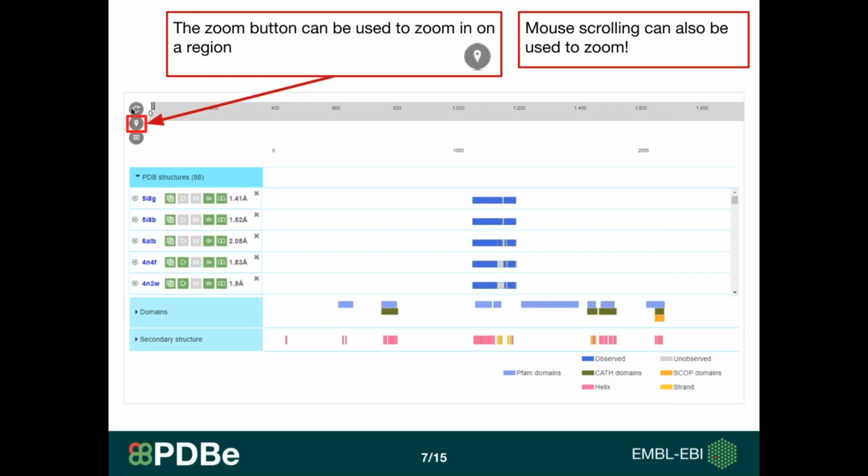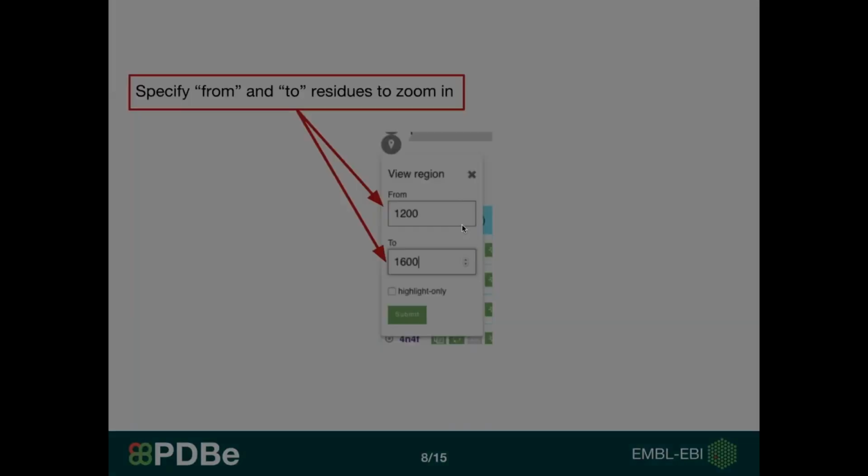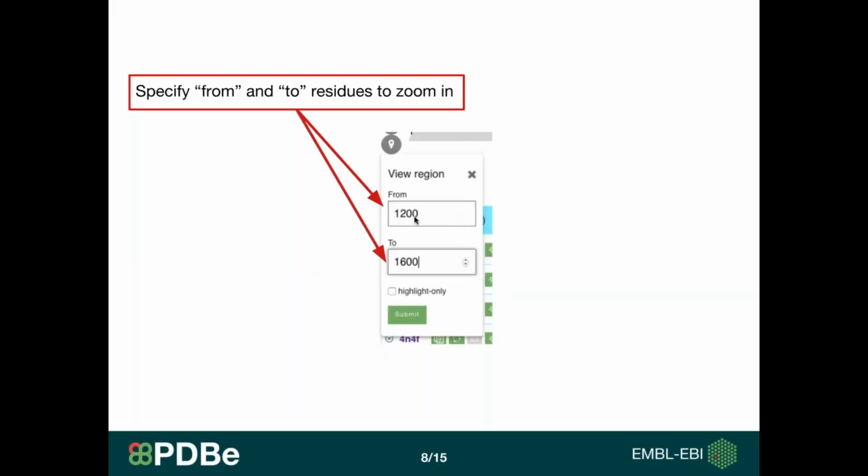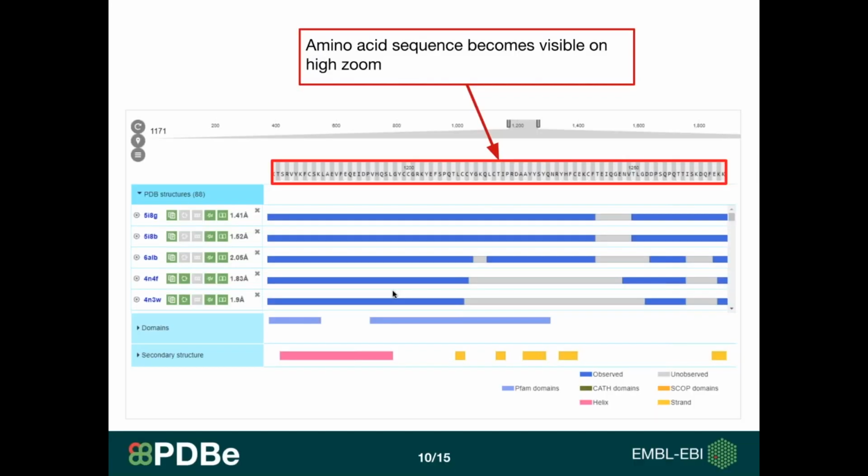And in fact, there is more than one way of zooming. Probably the most convenient is to use the mouse scroll button, and that will zoom into the particular section. But you can also use this button, and there you can specify the to and from region where you would like to zoom in, either only just highlighting that region or zooming onto that region. If you zoom in sufficiently strongly, you will be able to see the amino acid sequence itself.